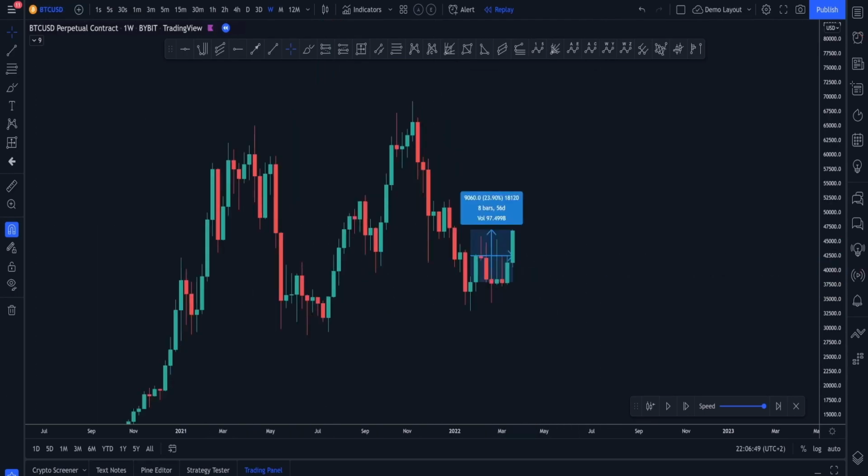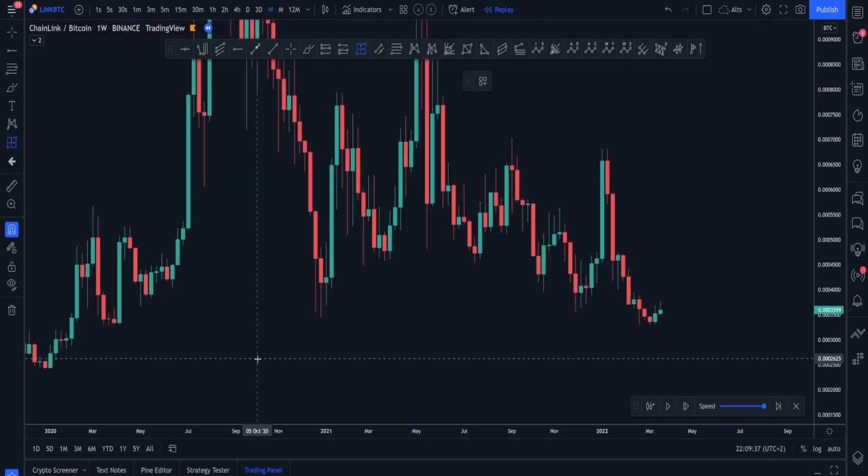Now let's check what Bitcoin did in the same time period. For this, we will use the BTC USD pair on Bybit, also on the weekly time frame. Here we can see that from the end of the week of January 24th to the end of the week of the 21st of March, over a period of 56 days, Bitcoin had a price increase of approximately 24%.